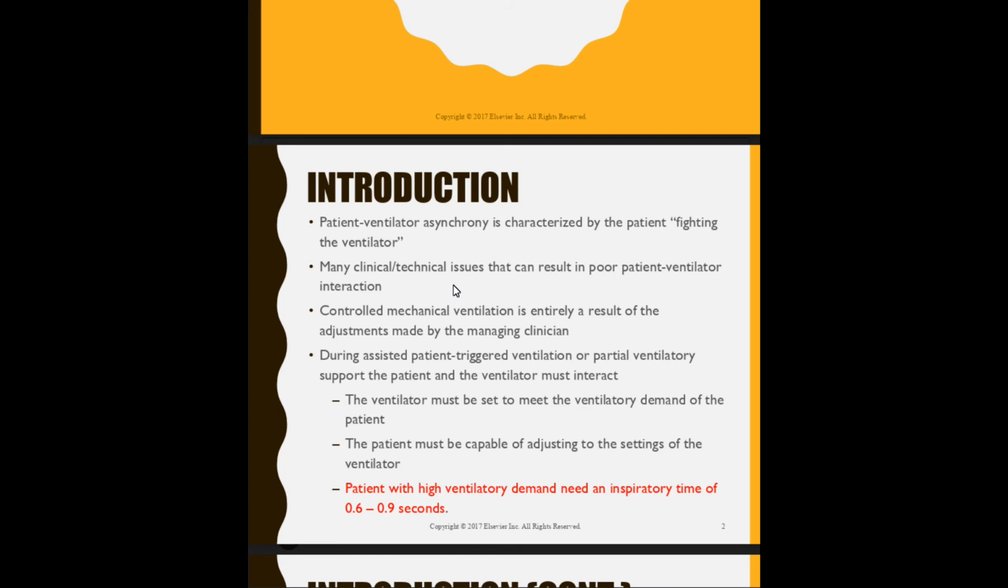Okay. Controlled mechanical ventilation is entirely a result of the adjustments made by the managing clinician. So it's either the doctor or us, the pulmonologist or us, that could possibly cause the patient-ventilator dyssynchrony. During assisted patient-triggered ventilation or partial ventilator support, the patient and the ventilator must interact.